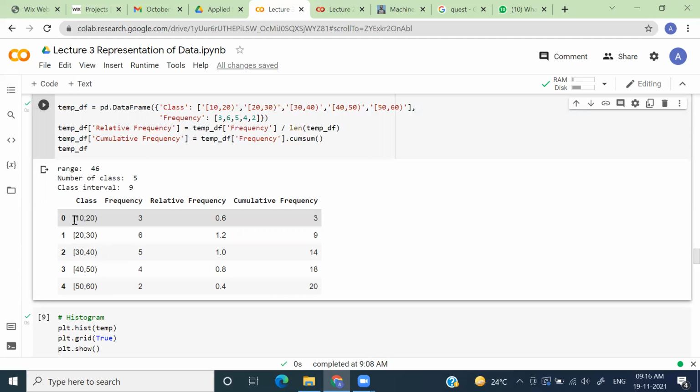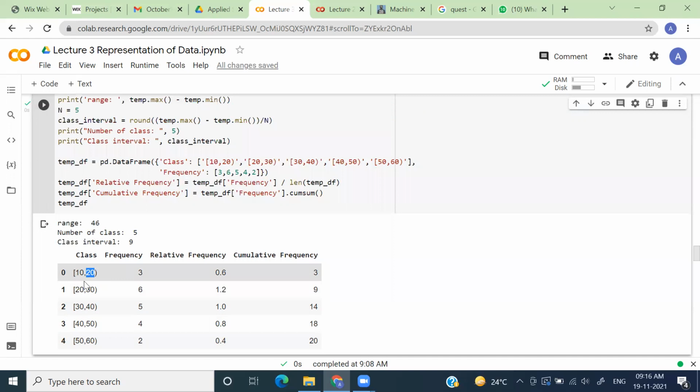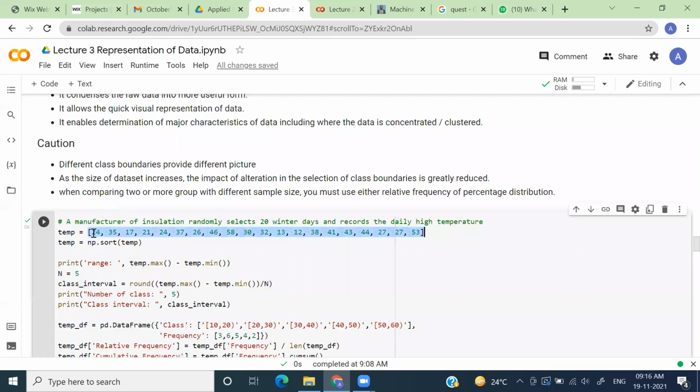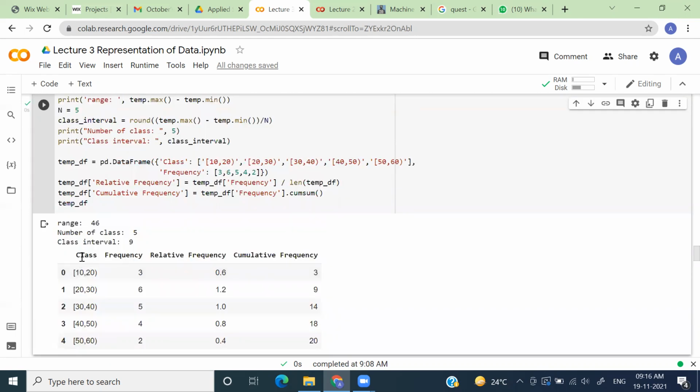I just wanted to inform you about one notation. Wherever you see a square bracket in the class interval, that means that particular number is inclusive. And if you see the small bracket, then it means that this particular number is not included. That means we will include the day where the temperature is 10, but we will not include the day where the temperature is 20. So we have converted this data into this frequency table. So are these columns clear to you?